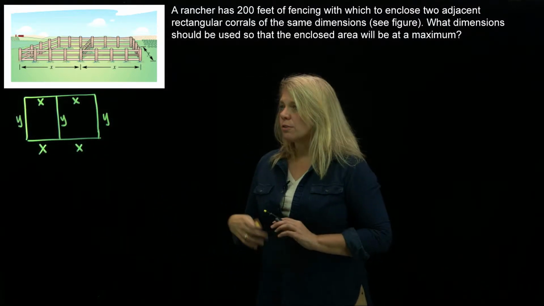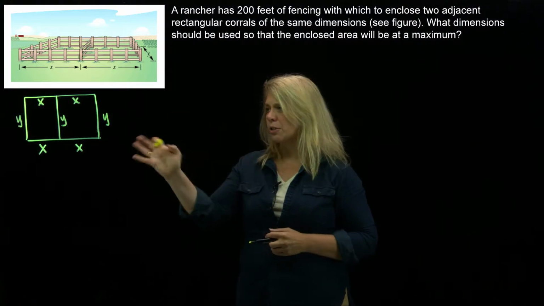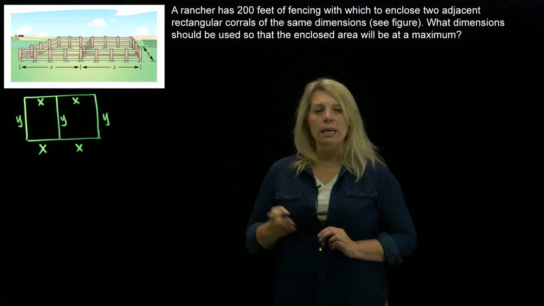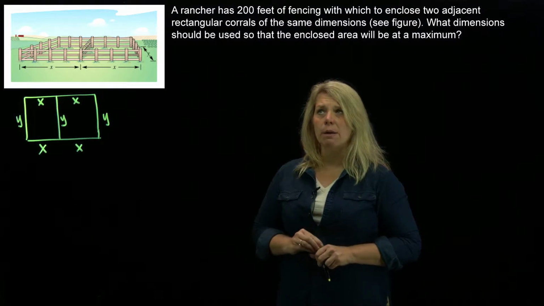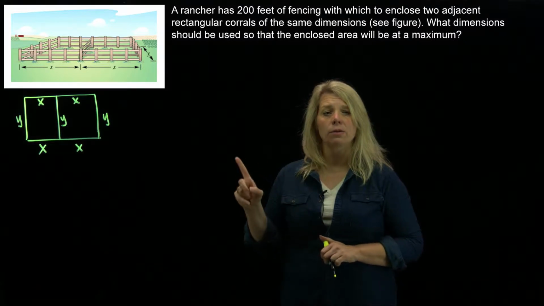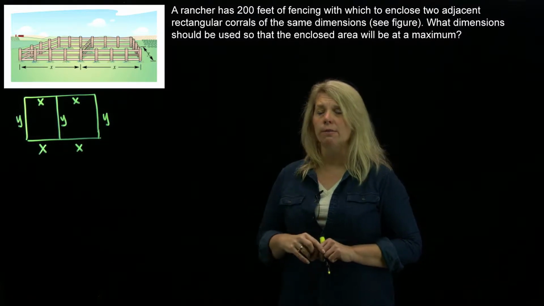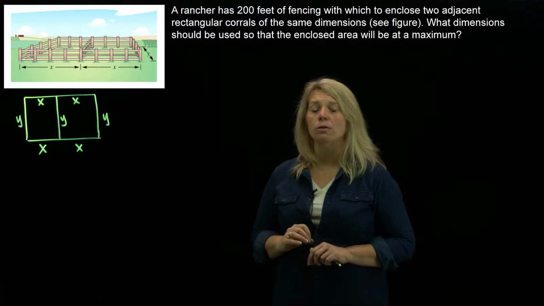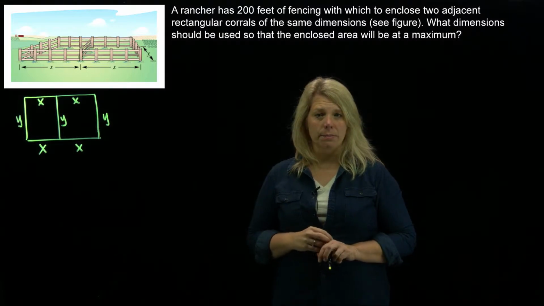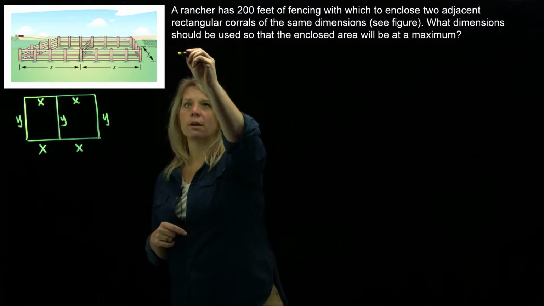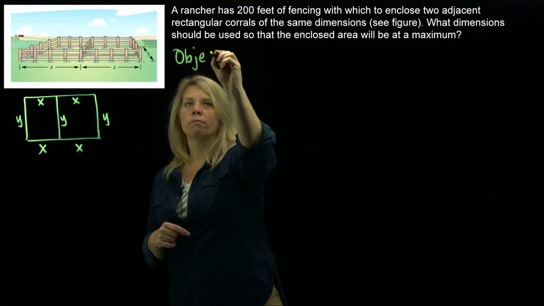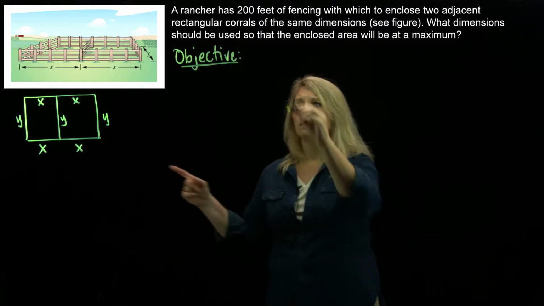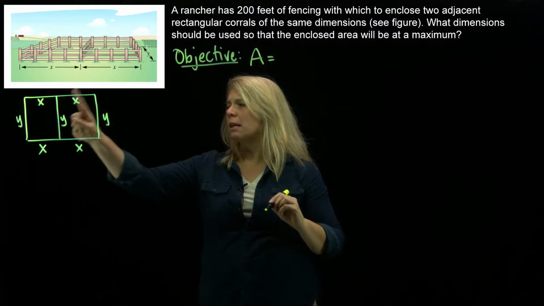Okay, so we've read the problem. We had a picture. We made another little picture here with just a few more labels on it. We want to look for the objective function. We want to think about what it is they want us to maximize or minimize and write an equation for that. All right, so the last part here says what dimension should be used so that the enclosed area will be at a maximum. So for this problem, our objective function is going to be area. Our objective function is going to have to do with area. So I'm going to write A equals, and then we need to think about the area of this.